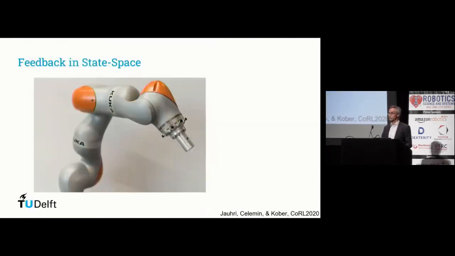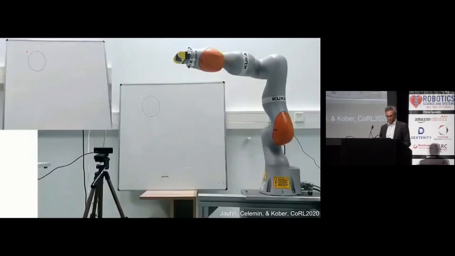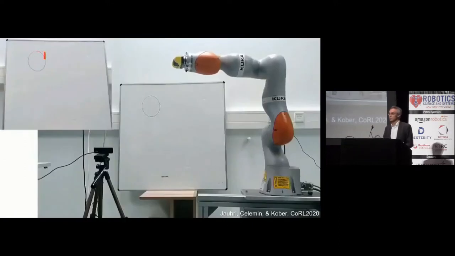The things I showed you so far were in action space, corrections in actions, which is nice because it's direct. However, if you have a robot like that, it also gets high dimensional and can be very non-intuitive. So why not teach in state space instead, so in end effector space? That needs an inverse model to map back to the actions you actually want to do on the robot. If you just buy it and you're interested in the end effector, that's something you get from the manufacturer. But in some other cases, like for example here, you might not know this transformation, so this inverse model.